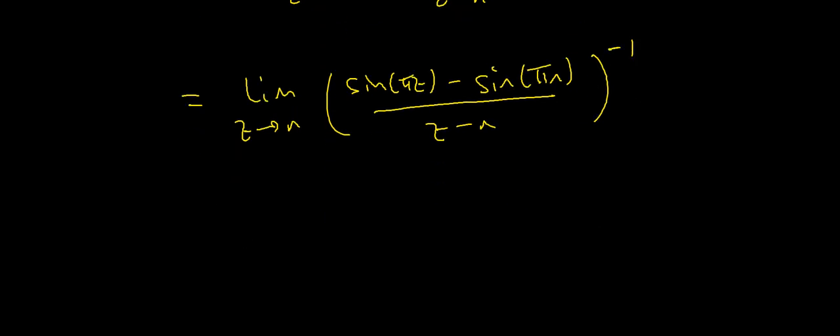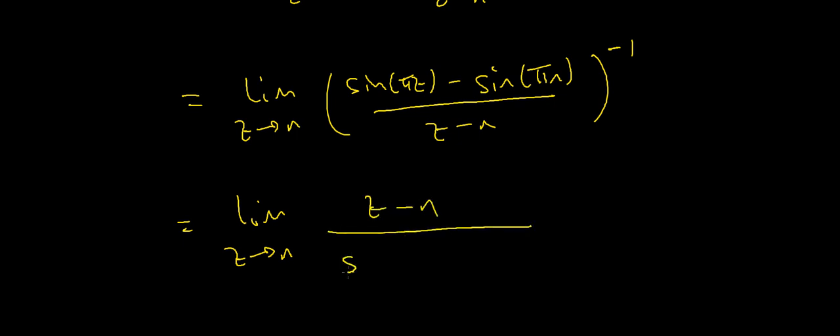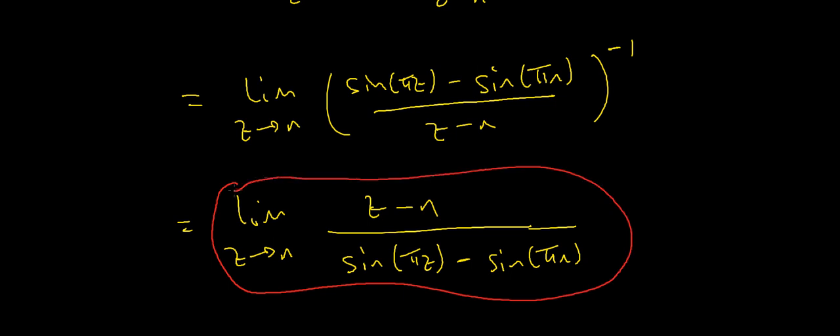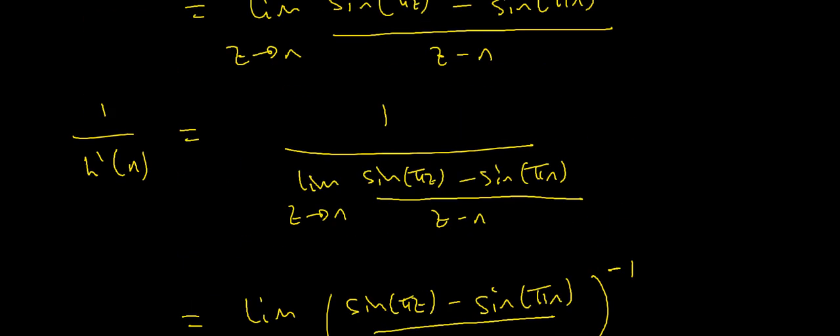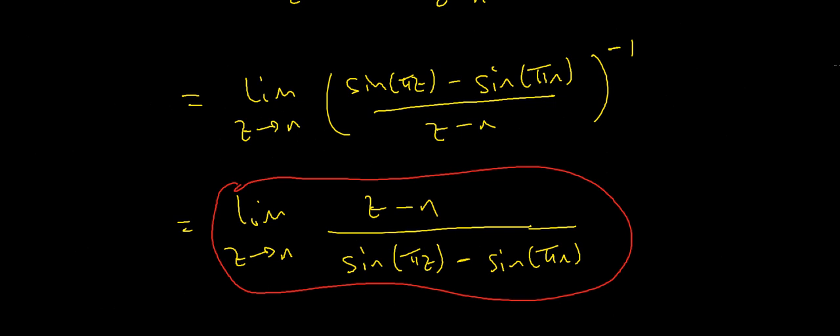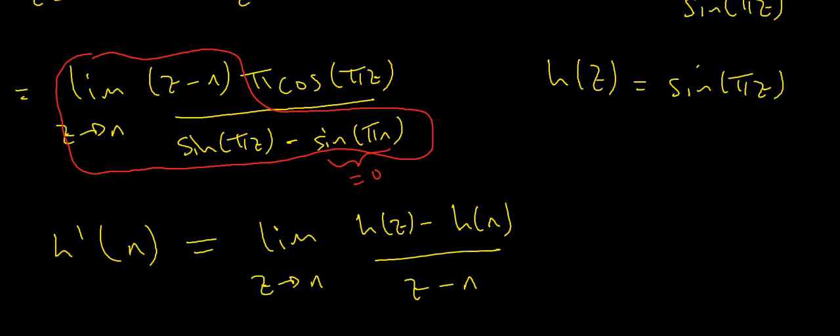But what is a reciprocal of that? That's just the limit as z approaches n of, well, the reciprocal of a fraction is just swapping the numerator and denominator around, so that's z minus n, all divided by sine pi z minus sine of pi n. And this is exactly what I have when I was calculating the residue above. So you can see that these two things are now the same. So this whole thing is going to go to 1 over h prime of n.